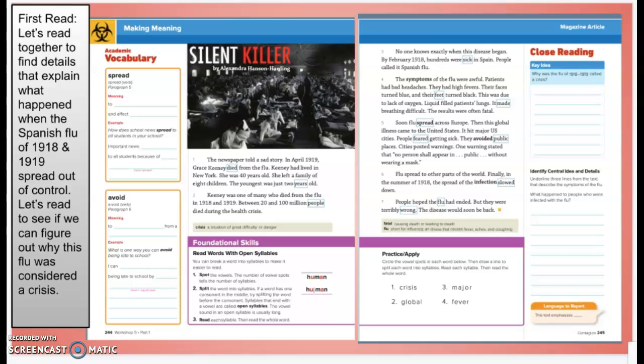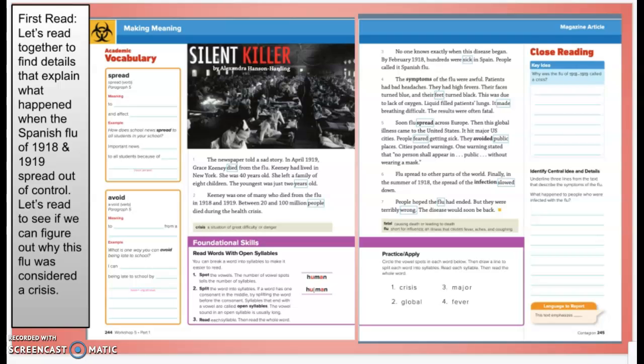Paragraph 3. No one knows exactly when this disease began. By February 1918, hundreds were sick in Spain. People called it Spanish flu. The symptoms of the flu were awful. Patients had bad headaches. They had high fevers. Their faces turned blue and their feet turned black. This was due to lack of oxygen. Liquid filled patients' lungs. It made breathing difficult. The results were fatal. Soon flu spread across Europe.